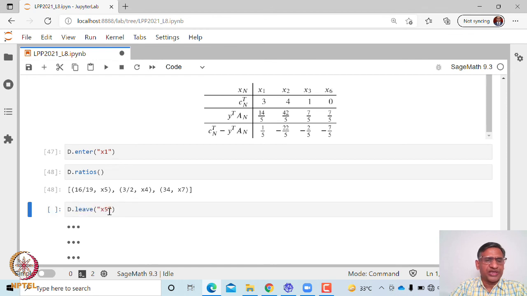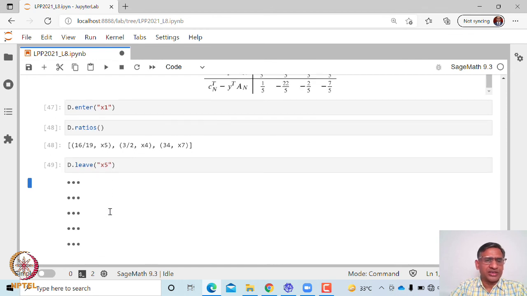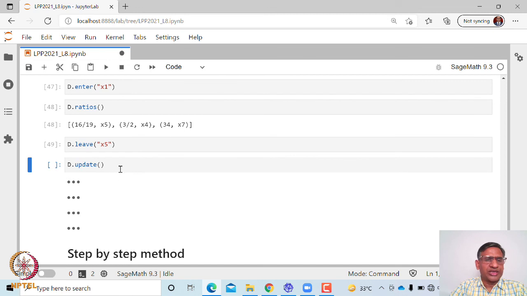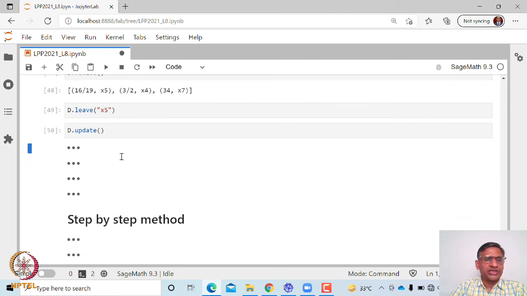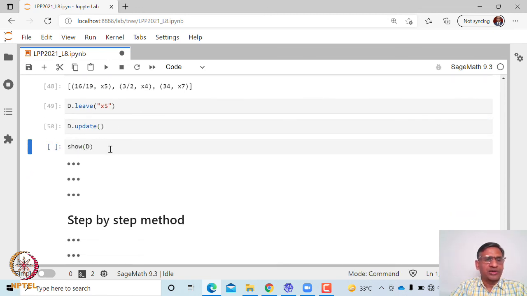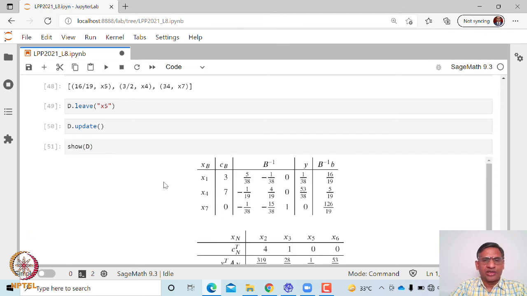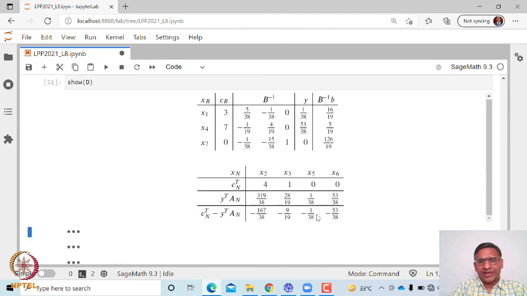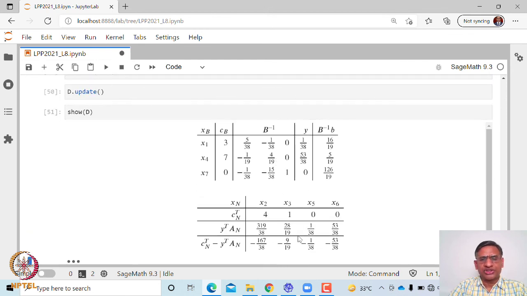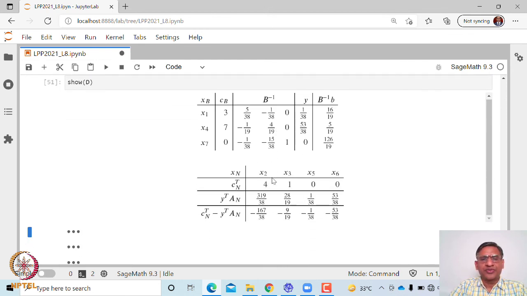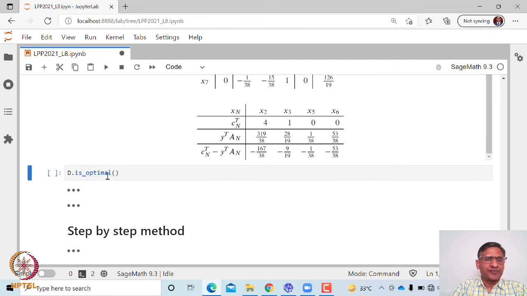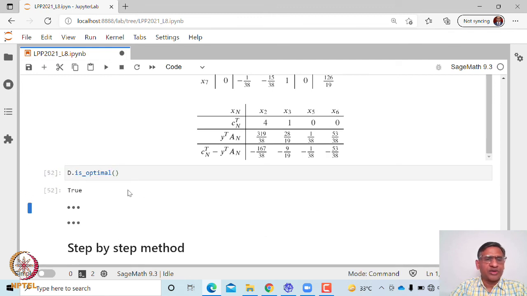So x5 will leave. So ask x5 to leave, and once you have done this, update d, the dictionary, and ask it to show what is d. Then you can see here now all are negative. Therefore we have reached the optimal solution. All the reduced cost coefficients are negative, and you can find out the optimal value of d.